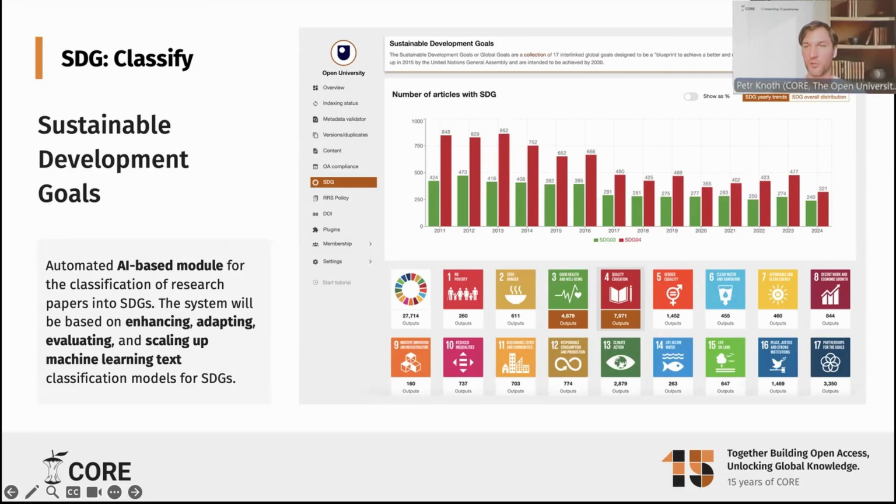You can then, of course, look into each individual output, and some outputs may be labeled by more than one United Nations Sustainable Development Goal, because, for instance, there can be something that is about life below water, but also has reference to climate action.